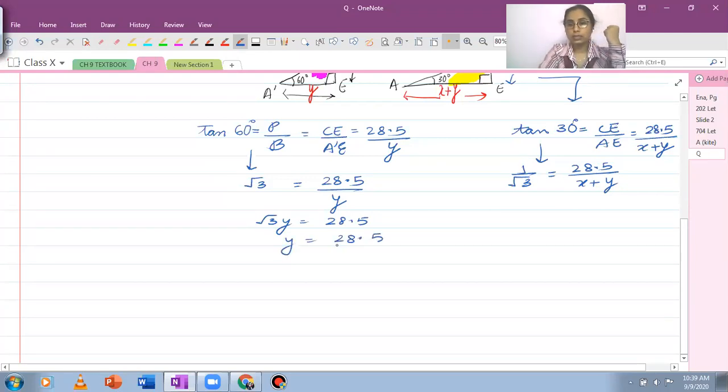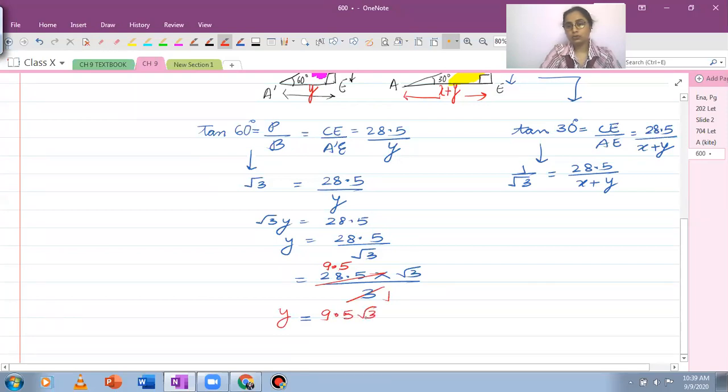This will be 28.5 by root 3. I'm going to rationalize this. So after rationalization, I will get this. And यहाँ पे cutting हो रही है. If you can observe, अगर आपको divisibility rules याद हैं, तो यहाँ पे cutting हो सकती है. You can just cancel this. This will be 9.5. So y comes out to be 9.5 times root 3. And use this value over here.